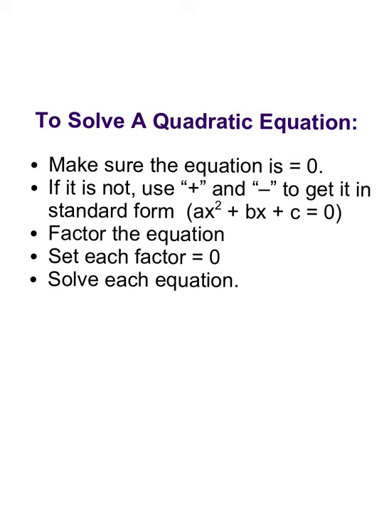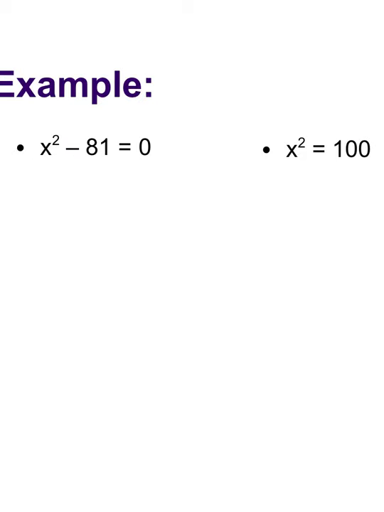So to solve a quadratic equation, the first thing we're going to do is make sure the equation is equal to 0. If it is not, we're going to use addition and subtraction to get it in standard form. Standard form is ax squared plus bx plus c, which equals 0. Then we're going to factor the equation and set each factor equal to 0. Some of your teachers might have called that a T-chart in the past, because we are then going to solve each equation. So a quick review.